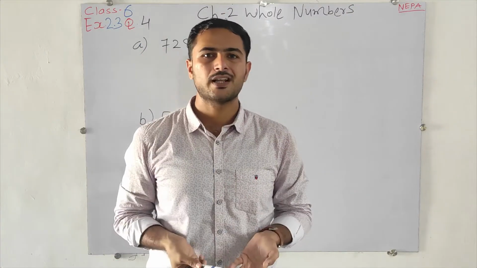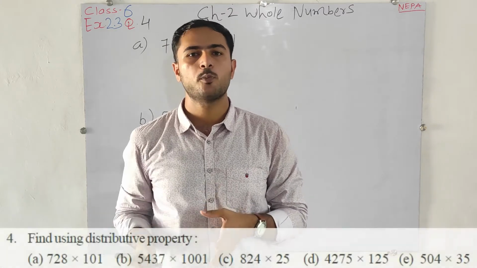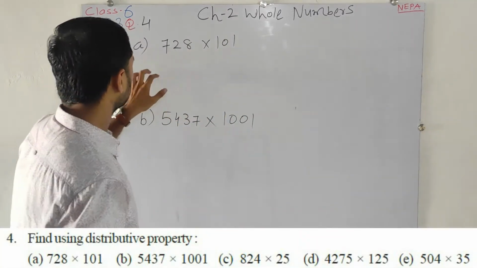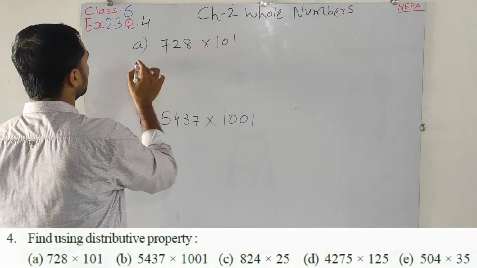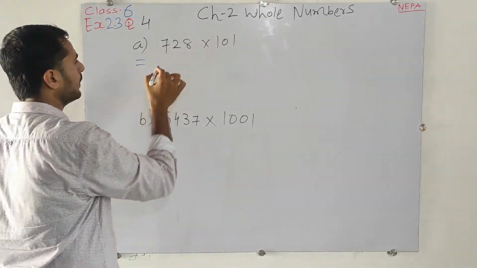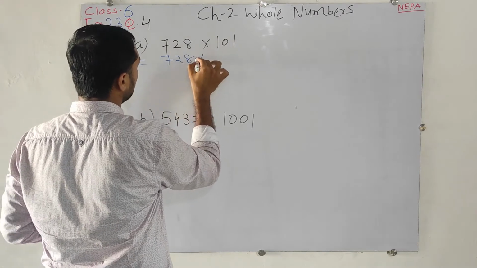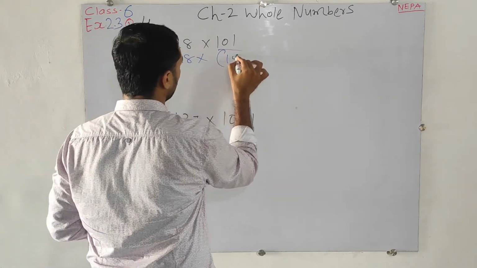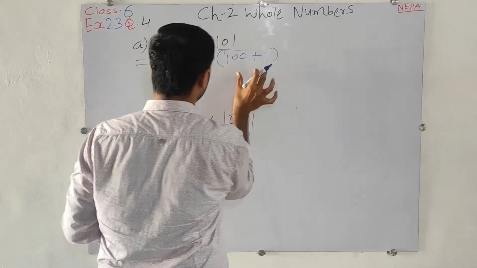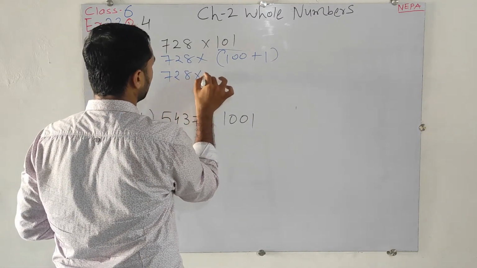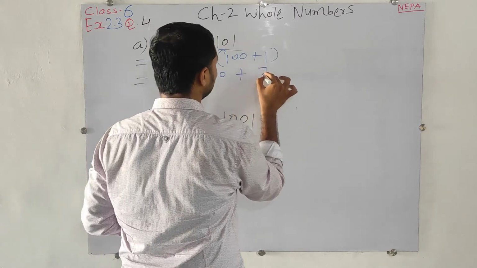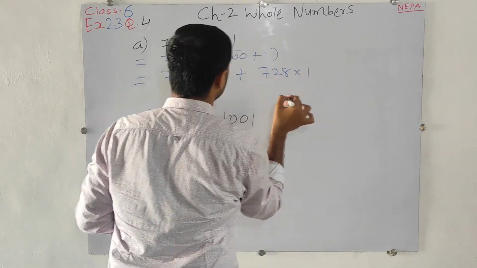Now the question number 4, in that we have to use the distributive property to solve that. Okay, so let's start with the first one. Here, if I just want to use the distributive property, how will I do it? 728 multiplied by, I will just split this. So 100 plus 1, this is the distributive property I used over there. Now simply 728 multiplied by 100 plus 728 multiplied by 1.